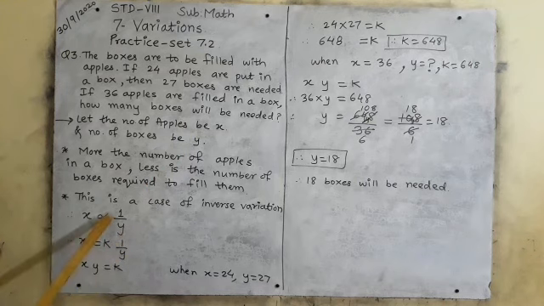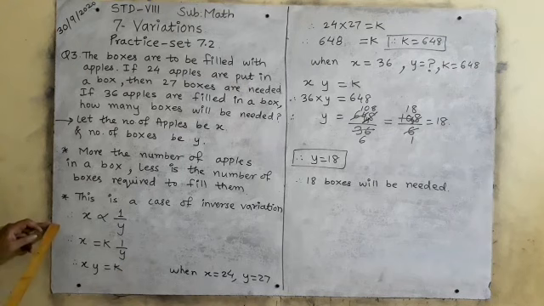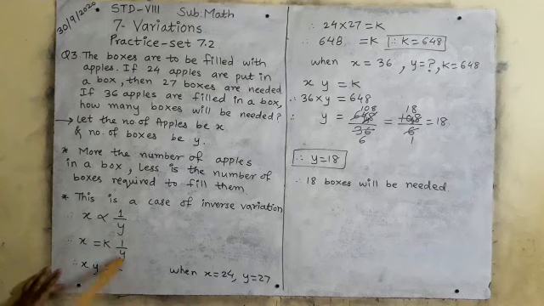Then, instead of alpha, we will write equals to k. See, x as it is, instead of alpha we write equals k times 1 upon y. Y is here in division form, so this will go to the left side. X multiplied by y is equals to k. This is your inverse variation equation.